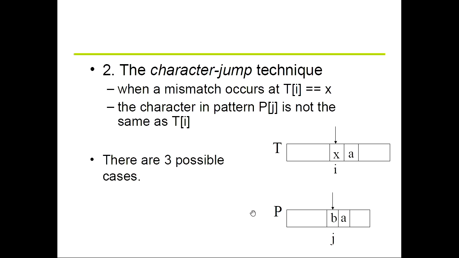So when a mismatch happens, there are three possible cases. You try to match in a backward manner. So A and A match, of course. Up to the positions i and j right here, you try to match X and B. They do not match. So there are three cases.